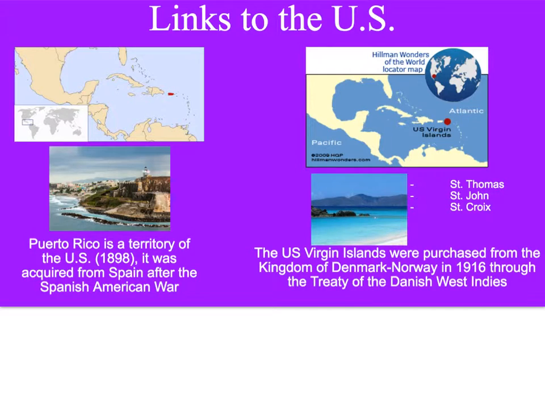So the United States has some direct links to Latin America. The first one we're going to talk about is Puerto Rico, which was acquired in 1898 as a territory of the United States. It was acquired from Spain after the Spanish-American War. The images above show you where it is on the Earth's surface. You can see this is Florida right here, and then you'd have Mexico, and then down into South America.